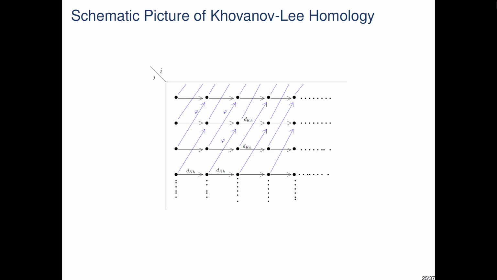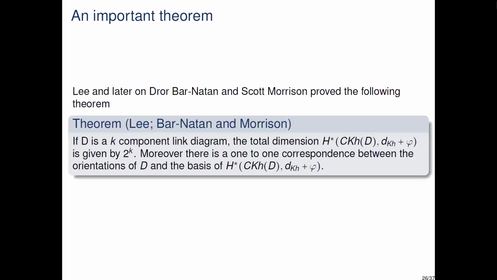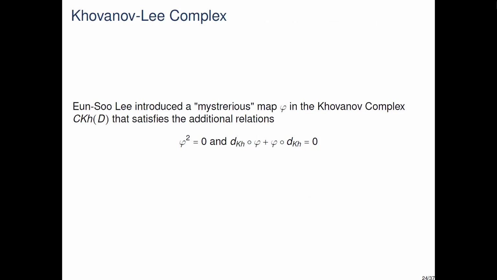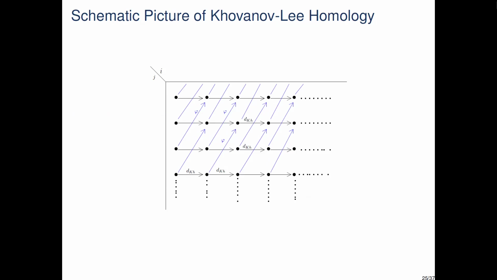And the second condition is telling you that DKH composed with phi plus phi composed with DKH is equal to 0. The way you should interpret this is that whenever I have a parallelogram, for example this parallelogram, phi composed with DKH plus phi composed with another DKH, the result should be 0. Okay, so that's what it is.